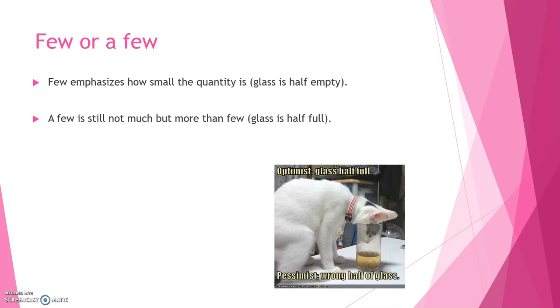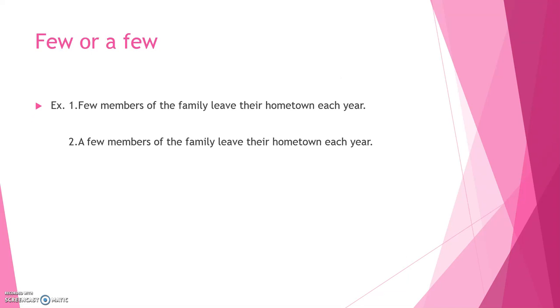I've got an example for you to clear things up a little bit. Few members of the family leave their hometown each year. And the second, a few members of the family leave their hometown each year. These two sentences are almost identical, but there's a slight difference in meaning. I'll give you a few seconds to think about it, or you can shortly pause the video.